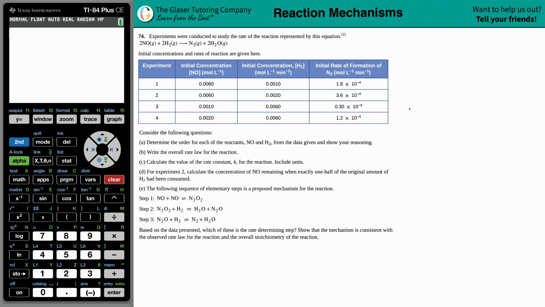Number 74. Experiments were conducted to study the rate of the reaction represented by this equation, which is 2NO gas plus 2H2 gas yields N2 gas plus 2H2O gas. And then initial concentrations and rates of reactions were given here.